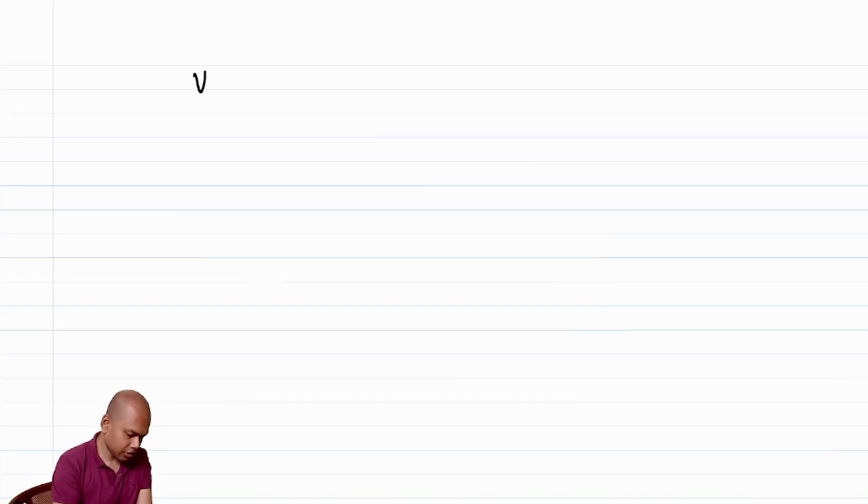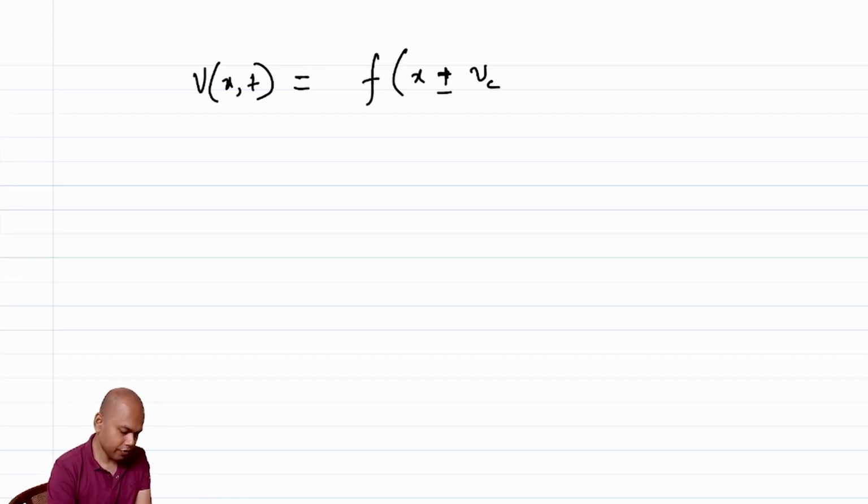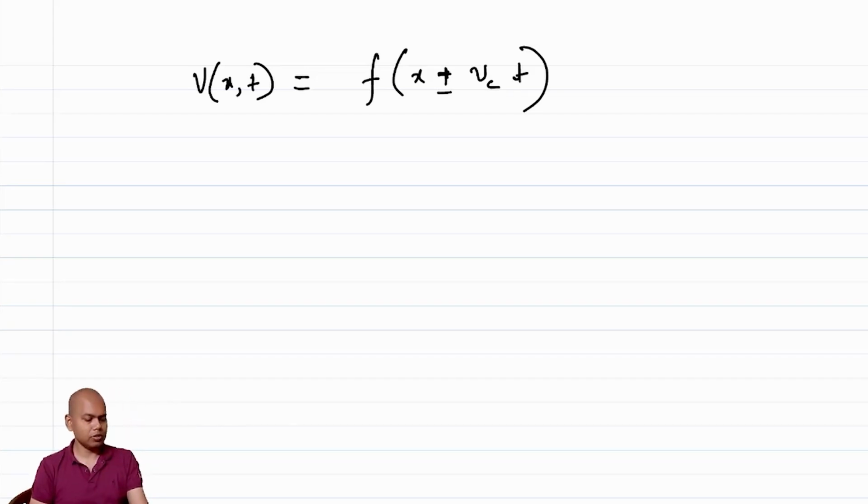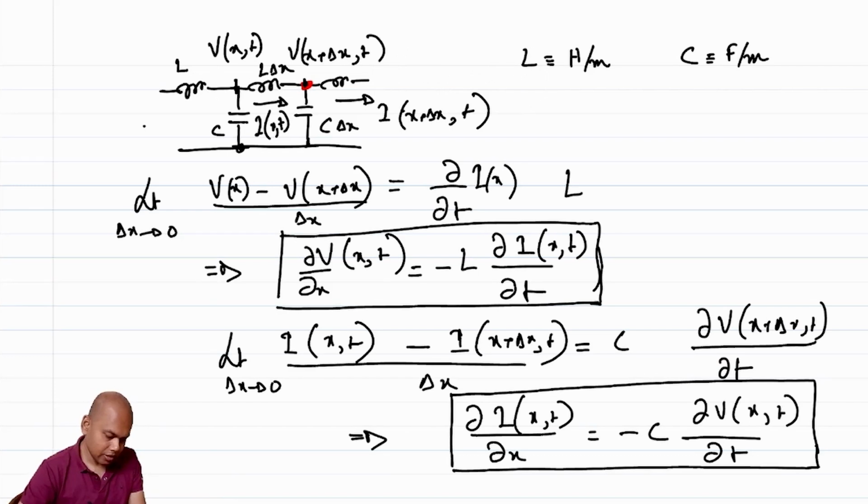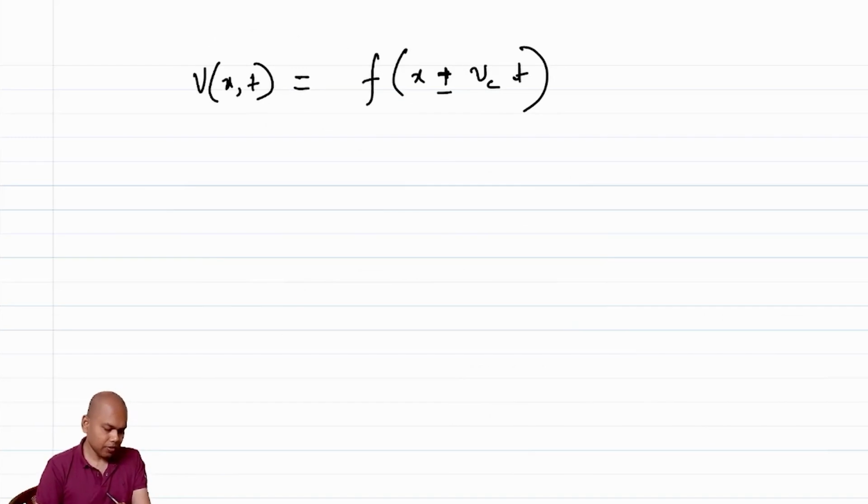So the solution to this is v of x, t is any function f of the form x plus or minus some constant times t. I am giving it the name v_c, so v_c times t, right? Any function of this form satisfies this system of differential equations. If you do not believe me, you can simply put in the terms and get it verified.